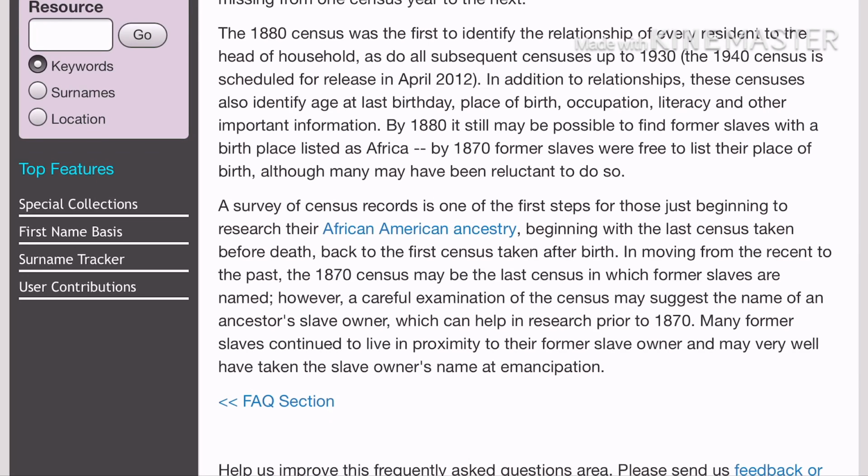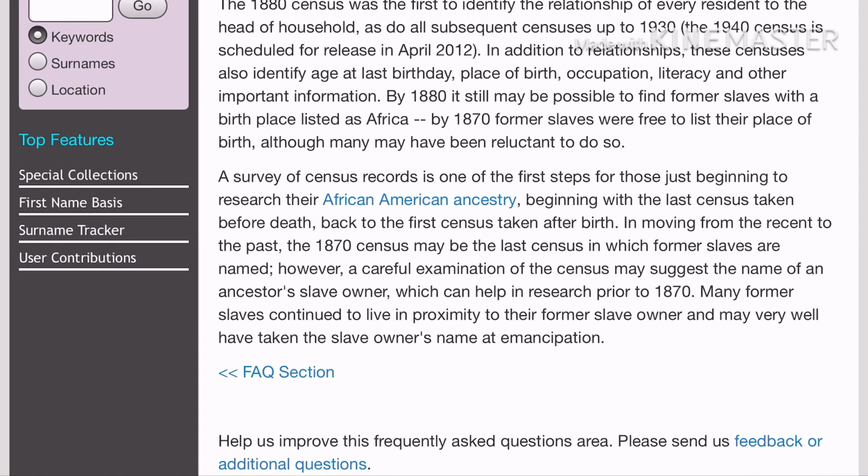Take the time out. There are other places you can look. It doesn't have to be a census. And I'm going to give you some other suggestions that you can look up. And if that doesn't work, we'll get a little better with it.